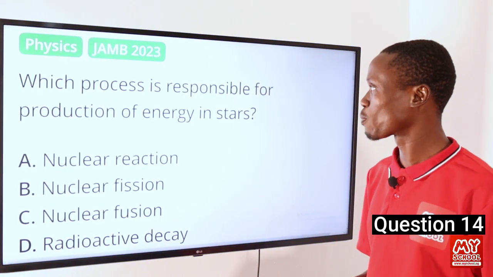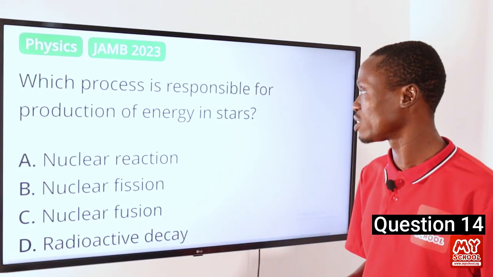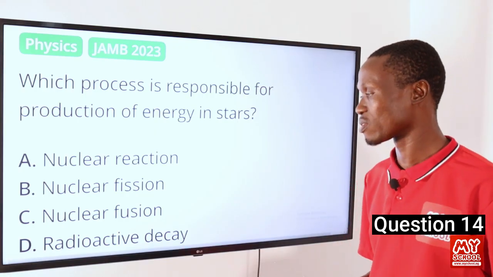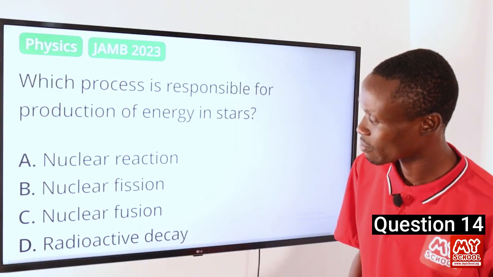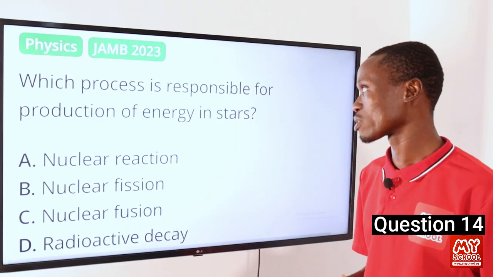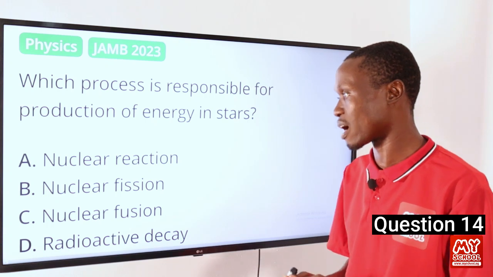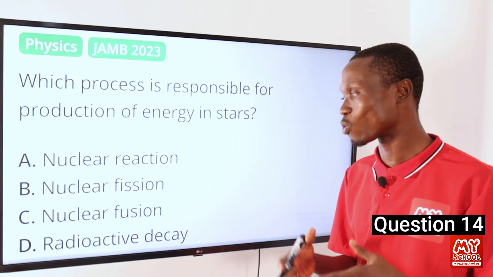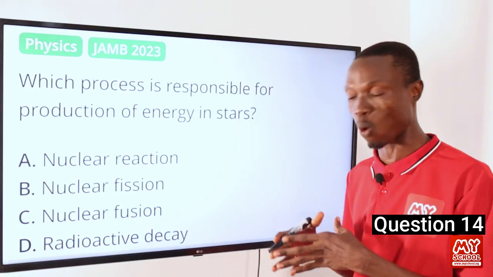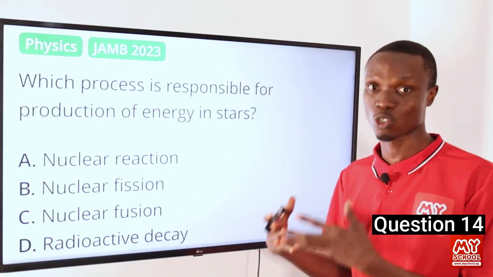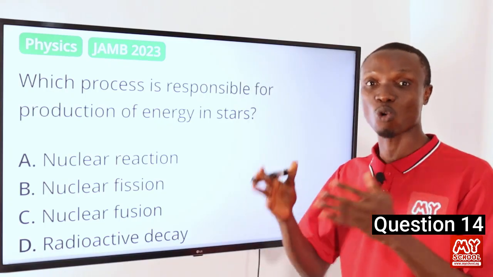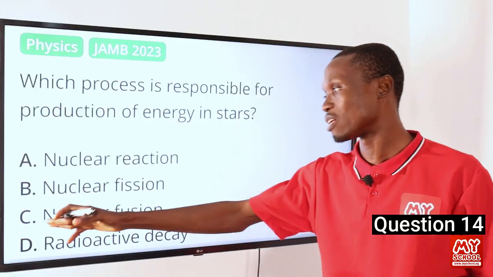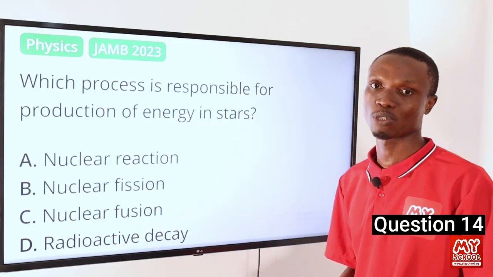Question 14. Which process is responsible for the production of energy in stars? A, nuclear reaction. B, nuclear fission. C, nuclear fusion. D, radioactive decay. The process responsible for the production of energy in stars is nuclear fusion. In nuclear fusion, 2 lighter nuclei come together to form a heavier one. In this process, matter is destroyed, but the matter destroyed is converted into energy. That is the energy in the star. So that leaves us with option C as the correct option.